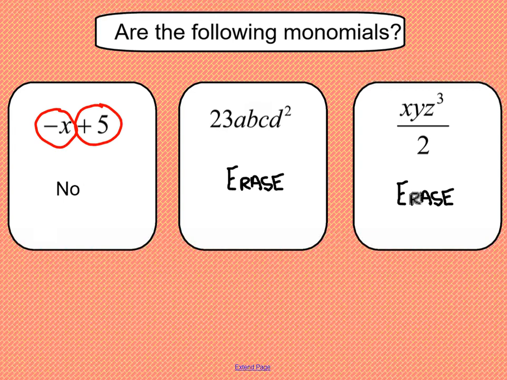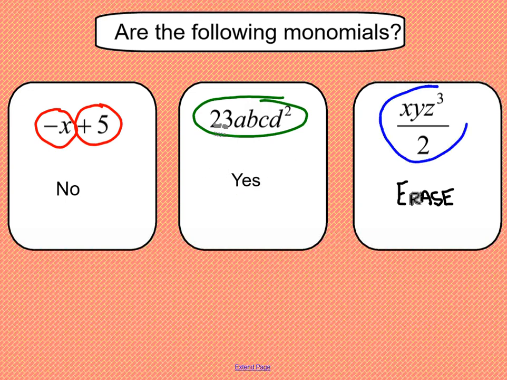Next up, we don't have any plus or minus signs, so this is one term, so we would say that yes, this is a monomial. Our next one, we still don't have any plus or minus signs, so once again we would say that yes, this is a monomial. Moving on.